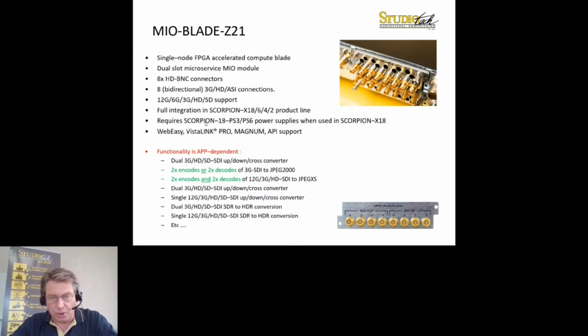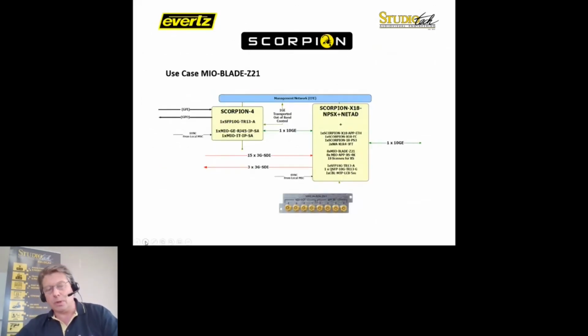What you can do with this module on its own, for example, if you add the app, is 2 encoding and 2 decoding in JPEG XS immediately on the blade itself. It does not need to be processed internally in the Scorpion X18. These can be sent over the trunk, so you can connect it to any switching fabric to be able to use these signals and route them to any other location.